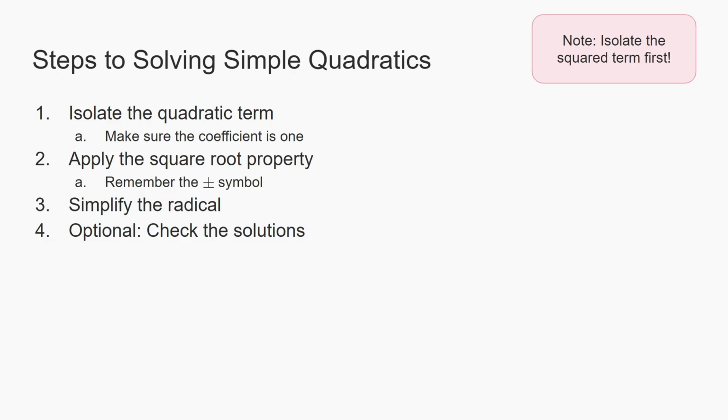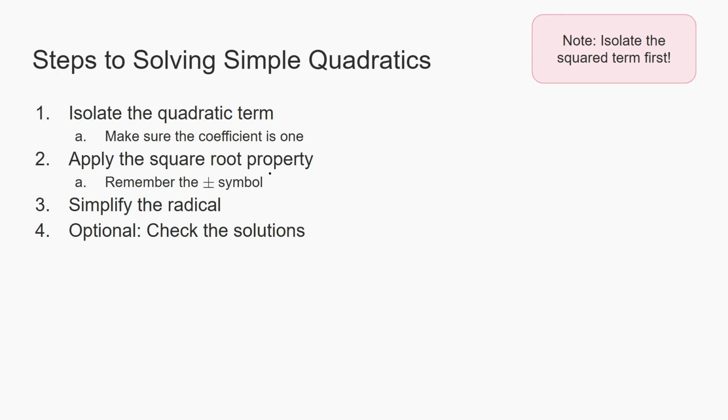Now, let's go through the steps of how to use the square root property. Number 1, we're going to isolate the quadratic term. This is going to be whatever term is squared. We're going to also make sure the coefficient is 1. If it's not, we're going to multiply or divide to make it 1.